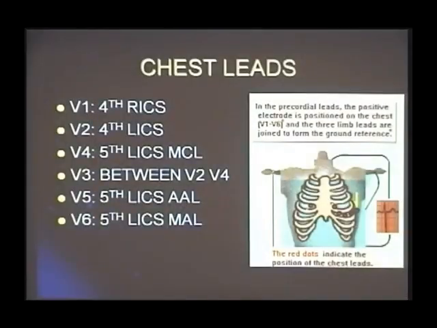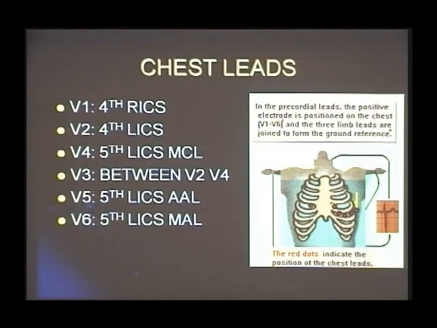V1 is placed on the 4th right intercostal space close to the sternum. 4th right intercostal space is V1. V2 is on the 4th left intercostal space close to the sternum. So V1 and V2 are on the 4th space. You recognize the 4th space from the Lewis angle, which is the 2nd space, 3rd space and the 4th space.